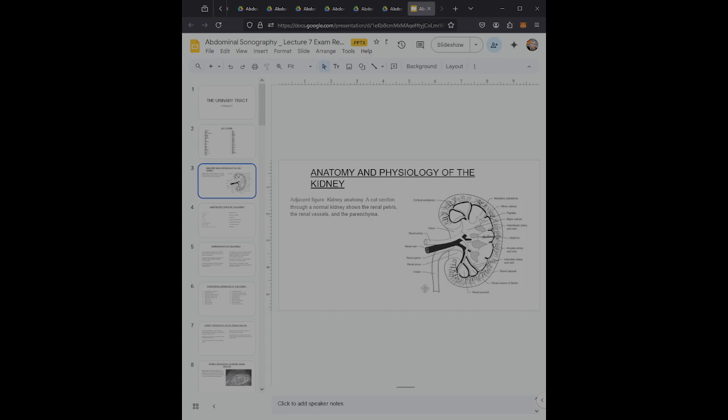Alright. Here we have an image of the kidney. We can see the renal pelvis, the renal sinus, the ureter, the renal vein and the renal artery, the renal hilum, cortical substance, medullary substance, minor calyces, major calyces, interlobar arteries, interlobar veins, nephrons, renal capsule, and so on and so forth.